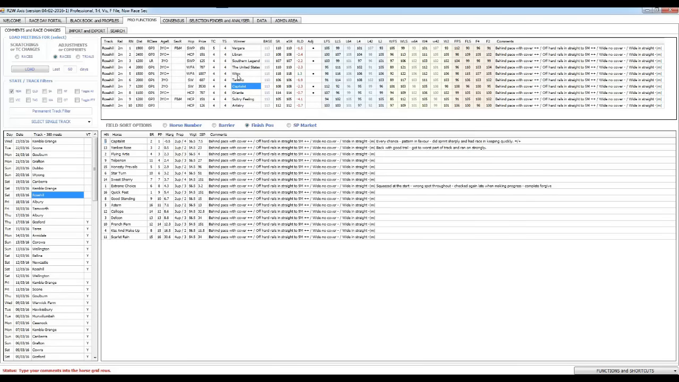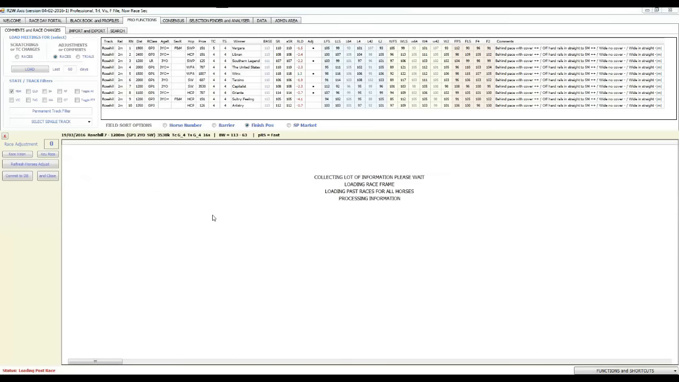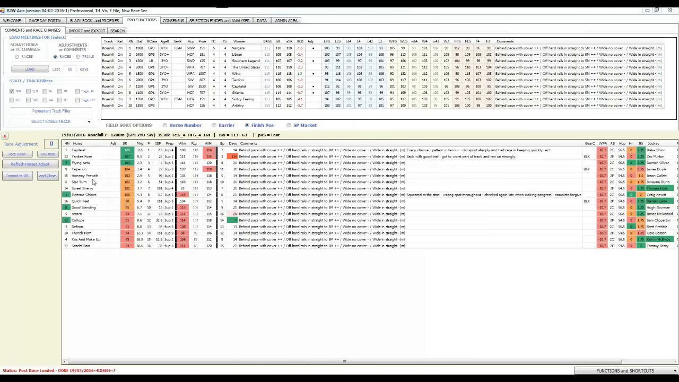We go back to our database and we can then record the same thing I've done twice now, the post-race assessment. We can go in and record any sort of marks that we want to against these horses for the future.